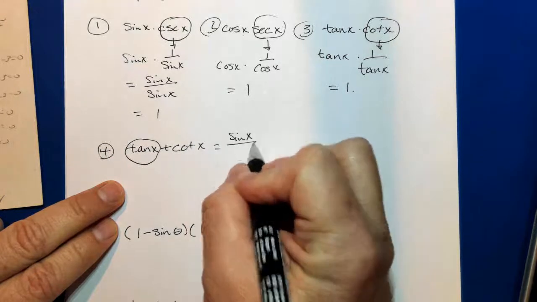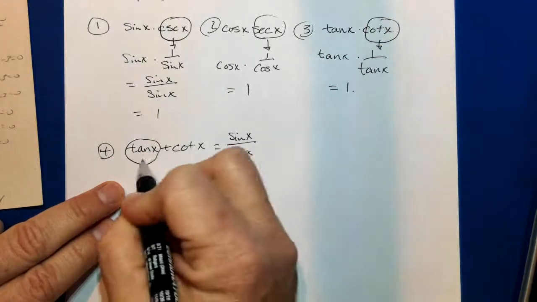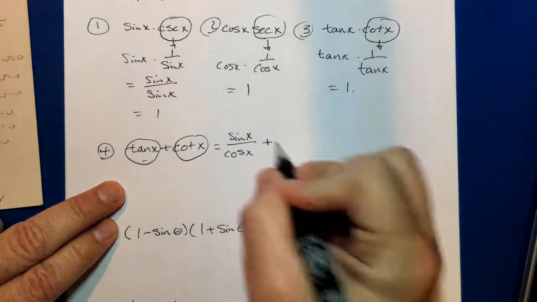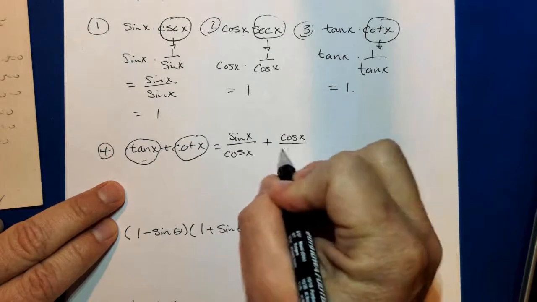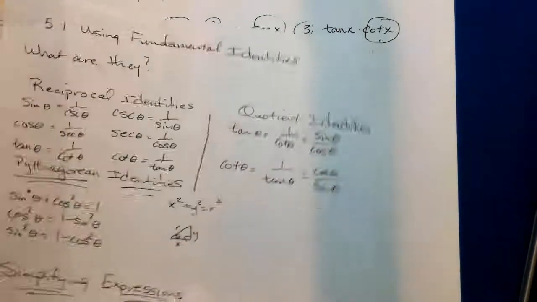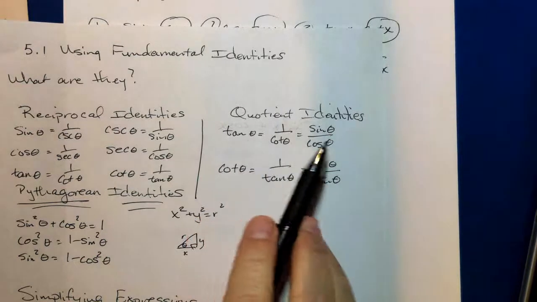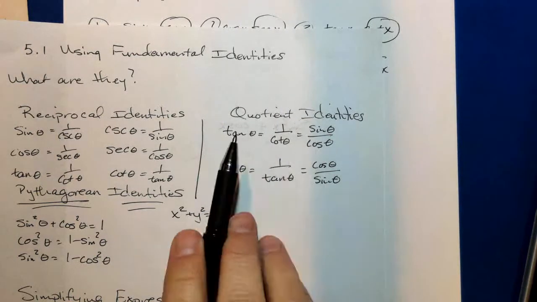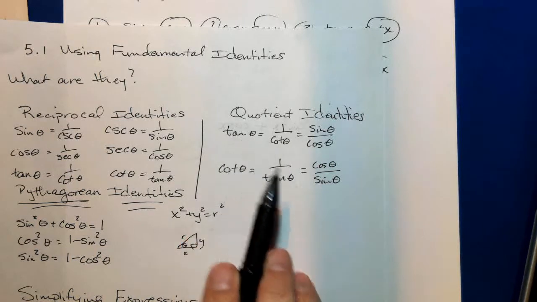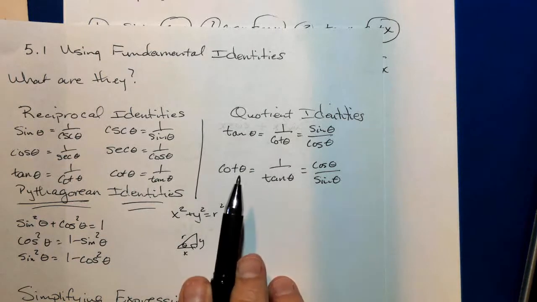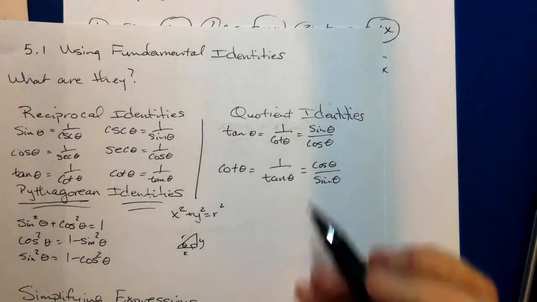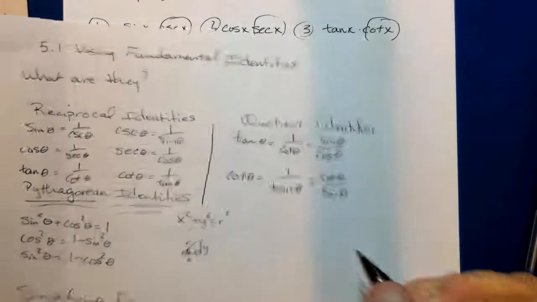So I'm going to substitute sine x over cosine x for tangent. Likewise, for cotangent, I'm going to substitute cosine x over sine x. Okay, so what did we use? We used our quotient identities. Since these are all equal, equality works both ways. When I see sine over cosine of theta, I can put in tangent of theta. When I see cosine theta over sine theta, I can put in cotangent theta. So all of these are legal substitutions. Let's see what happens.